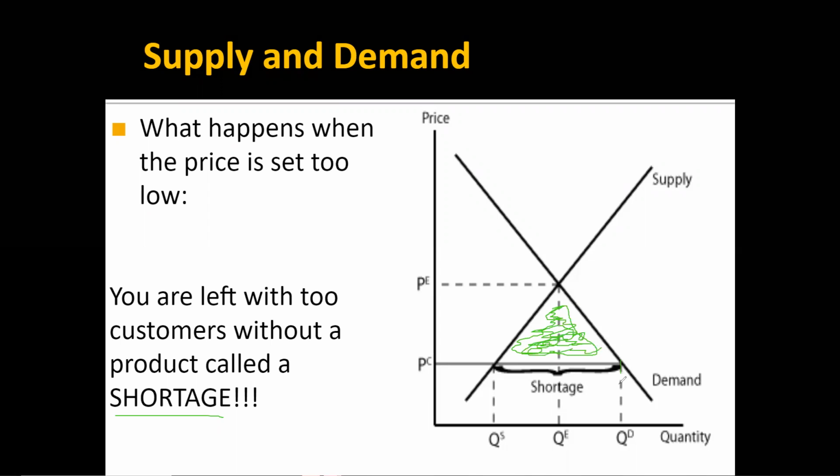You got your quantity demanded here, your quantity supplied here. Again, your demand is much higher than your supply, which means you got a whole lot more customers than you have product out there. So you don't have enough product to give to all the customers that are there to buy at that low price.